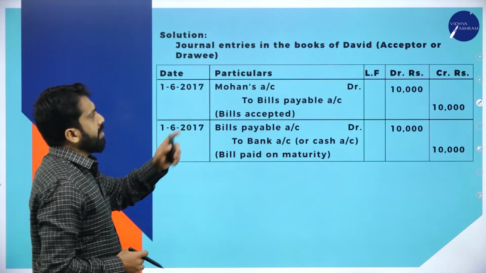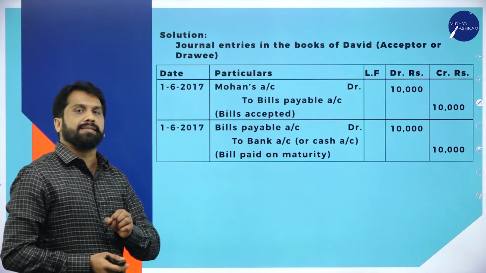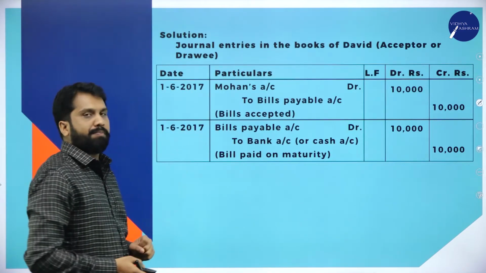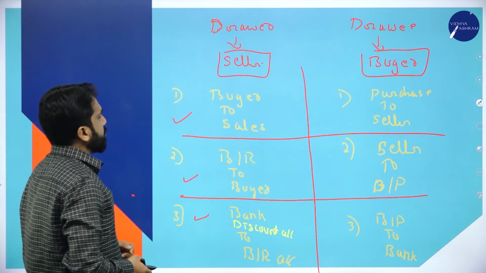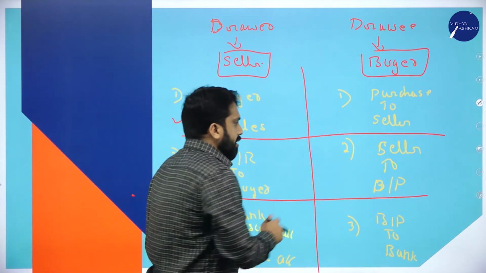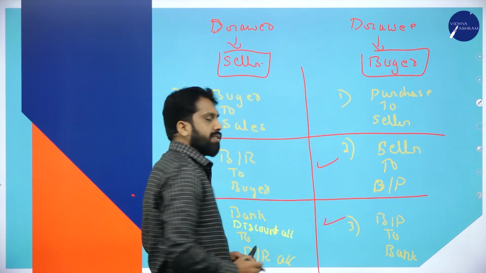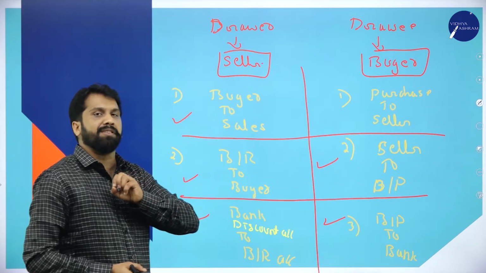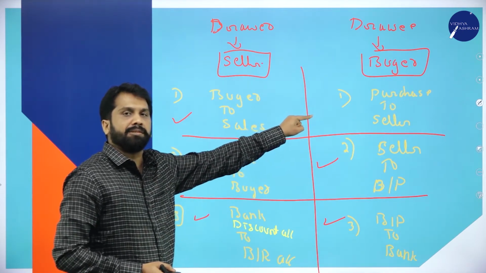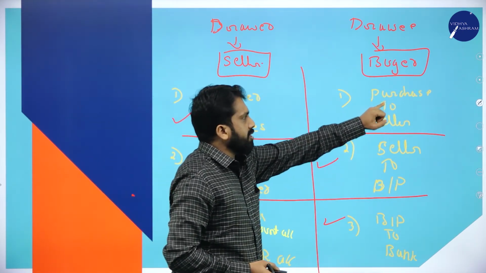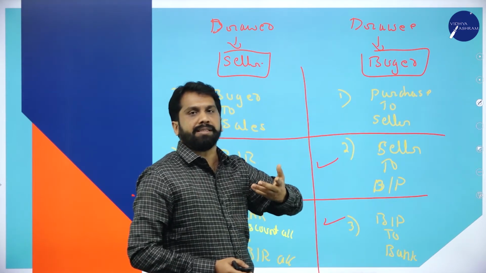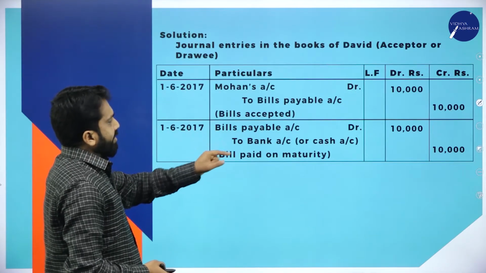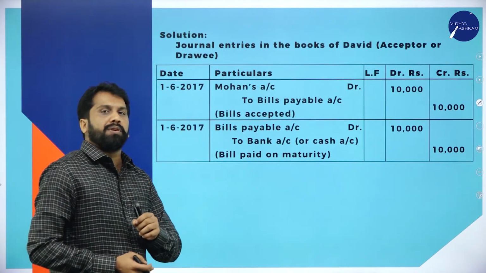Similarly, in the books of acceptor and drawee. Now, Mohan to bills payable to bank. I'll go back to your journal entry. Mohan to bills payable to bank. We have done only these 2 journal entries, but in your examination, you have to do this also. Very simple. Purchase account debit to Mohan account. That's it. Amount will be same. So 10,000 and 10,000. Hope you understood this.